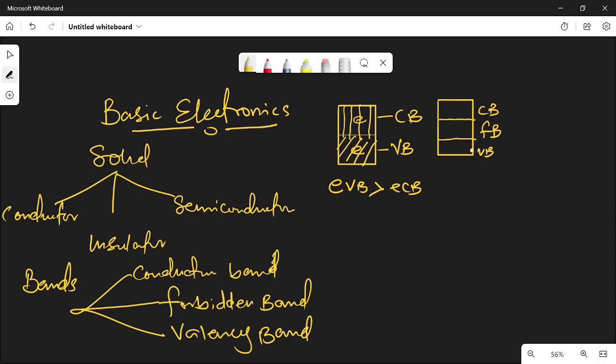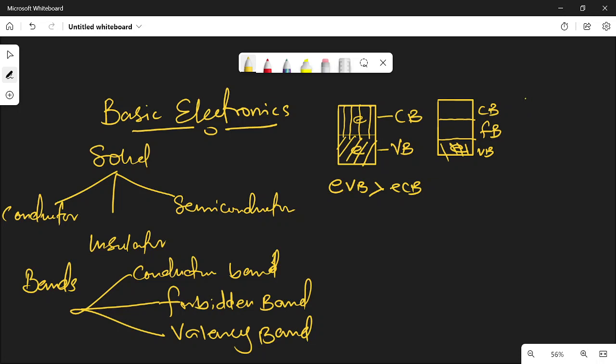So in the valency band, there is an electron there. You have a partly filled band of electrons. But in the conduction band, there is no electron, and it has a very wide gap, the forbidden band. So when there is no electron in the conduction band, such material will not be able to conduct electricity. And that's the reason why an insulator cannot conduct electricity, because there is no electron in its conduction band.